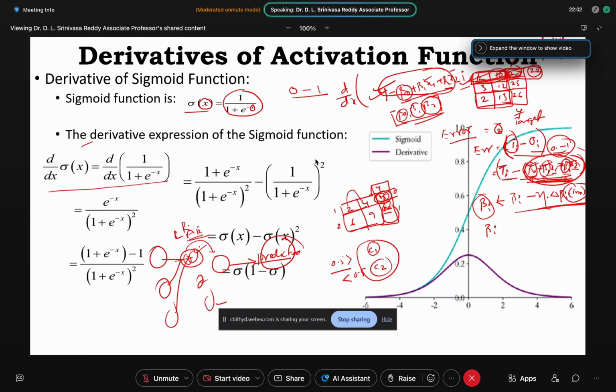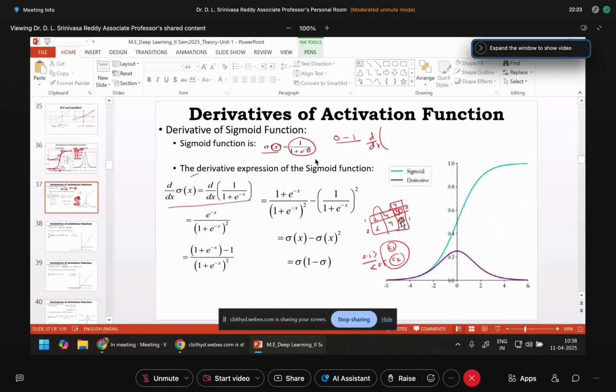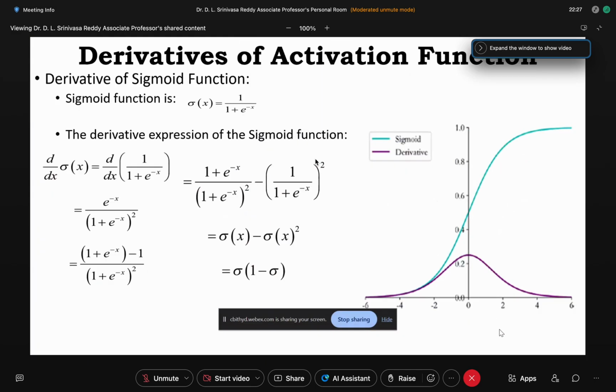So for this updation, what is this delta? The delta is nothing but the derivative of the activation function involved here. One by one, we'll see what the derivative of each is. This derivative here is, so this is the derivative. All of you know this. Assume that this is 1 by x.